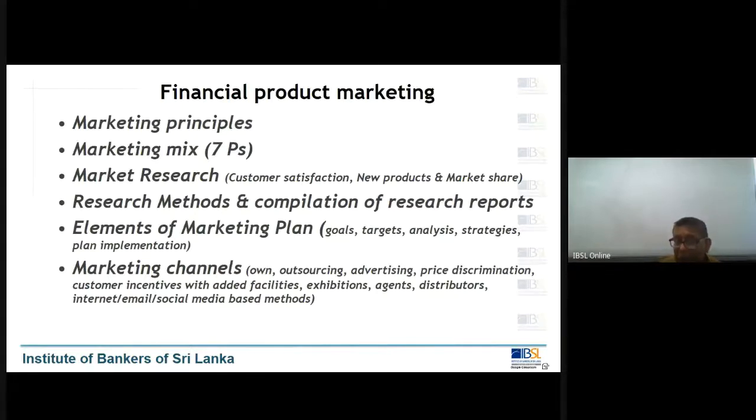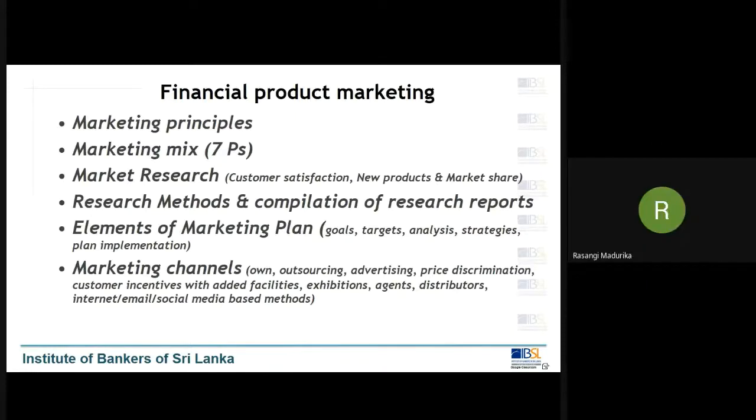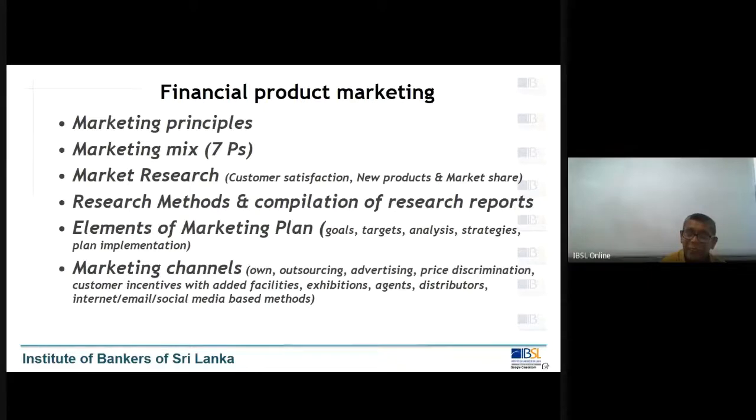Anybody know what are the marketing mix elements? Can anybody tell me that? I need support from you. Anybody knows what are marketing mix elements? Yeah? 7. Price, right, price. What else? Product, price, then promotion, place. There are 3 extended Ps, what you call people, physical evidence, and the process.